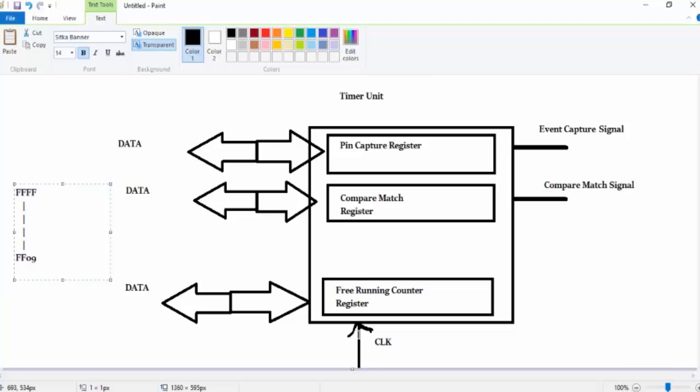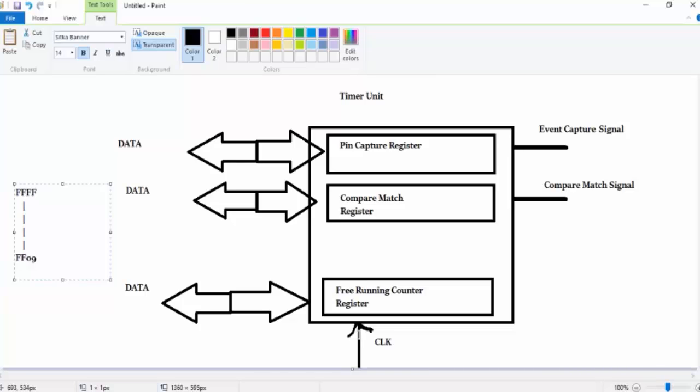Suppose I have made it for rising edge. So whenever data comes on that pin, initially it was 0, when I give 1 to it, it will have a rising edge, and then your counter will update its value.